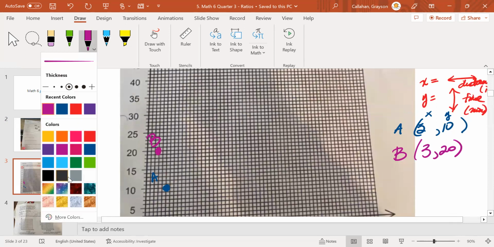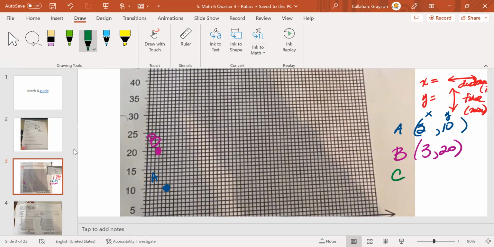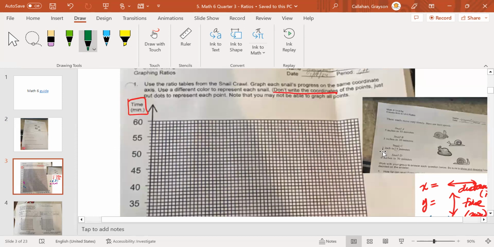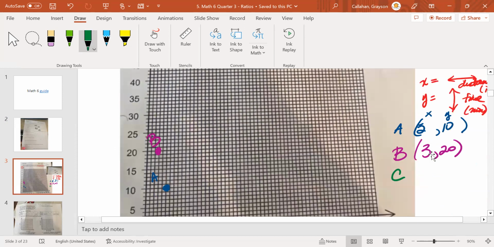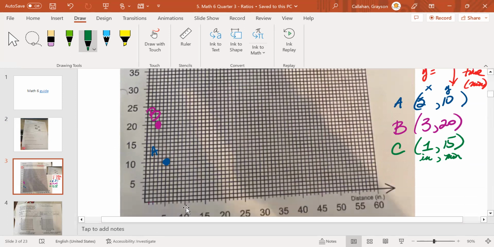So pick a different color. I'm gonna do green, which is gonna be snail C. Snail C is going to be 1 inch in 15 minutes. So 1 inch in 15 minutes. Do you see how distance is the x value and minutes or time is the y value? You cannot swap them back and forth, okay? Make sure they're consistent. So 1 inch, 15 minutes. So here is 1, 15 is gonna be right here. That is C. Are we good with that?